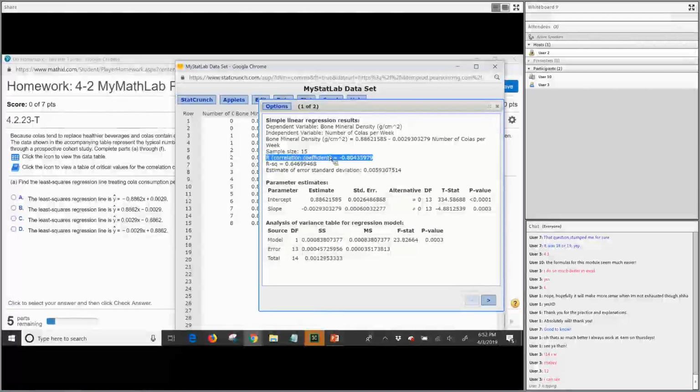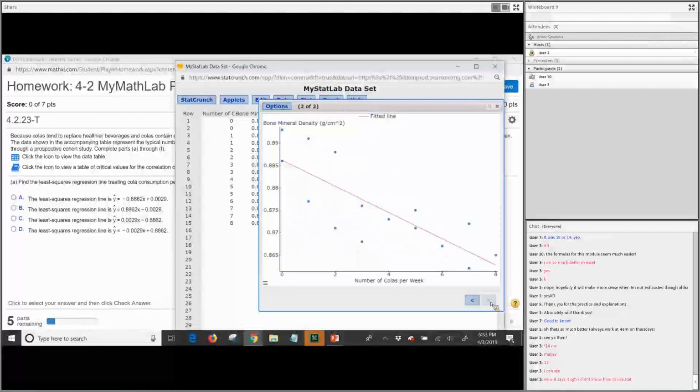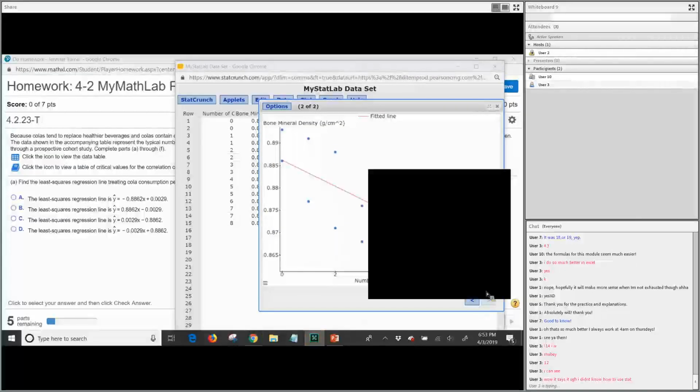The other things you're asked for this week that you could find here are the R value, the correlation coefficient. That's right here. If you're asked for either R or the correlation coefficient, it's just this number. If you're asked for the sum of squared residuals, that's this number. And if you're asked for a scatter plot, see how there's little arrows down here? You just click the arrow to the next page, and there's your scatter plot. So literally everything is in that one section.